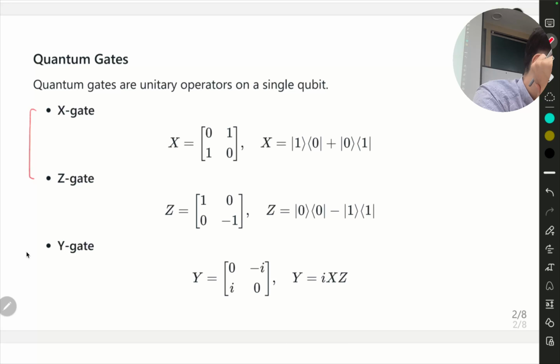And you can represent these gates in many different ways. One way is using a 2x2 matrix. Another way is ket notation like this. And you can see that these are the operators. These are unitary operators. And unitary operators can be implemented in a quantum computer.